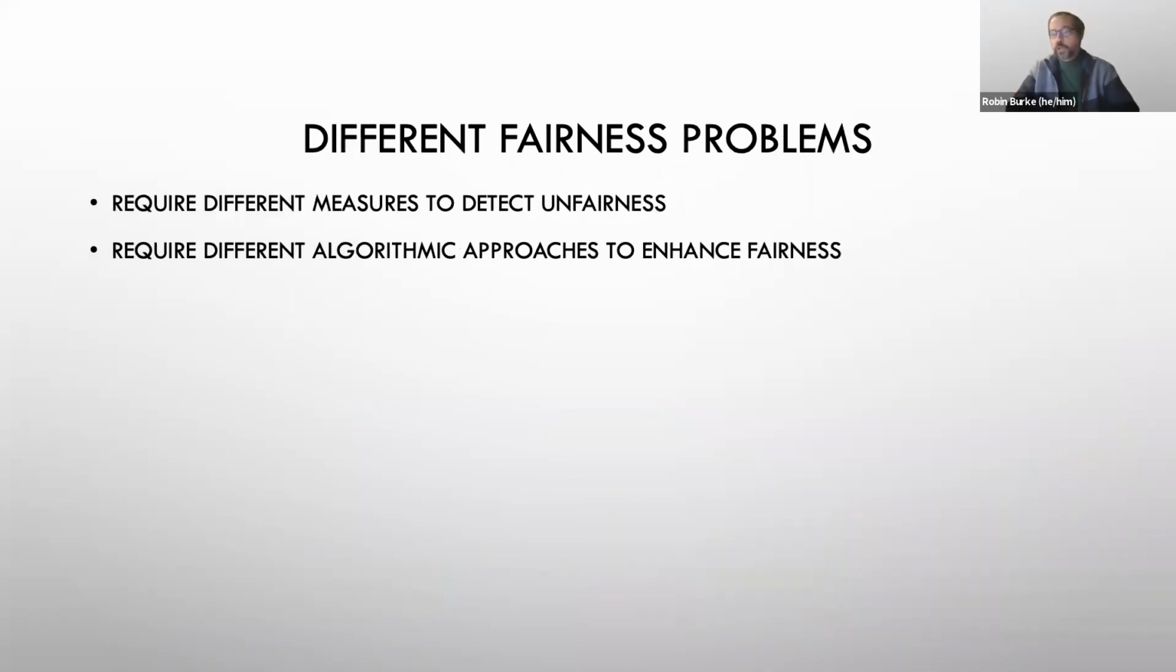So these are the kinds of problems that I work on. And one thing we have found, different kinds of fairness problems, like the ones I've outlined here, they require different measures to detect unfairness, different kinds of algorithmic approaches to enhance fairness. There's a lot of interesting problems in this area. And we're just starting to see some of the organizations out there start to deploy recommender systems that use these kinds of fairness considerations. And I think we'll see more of that in the future.